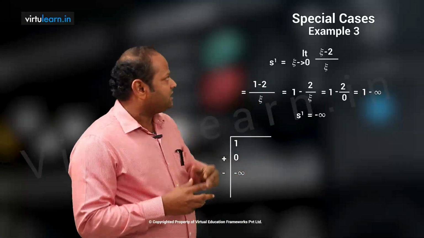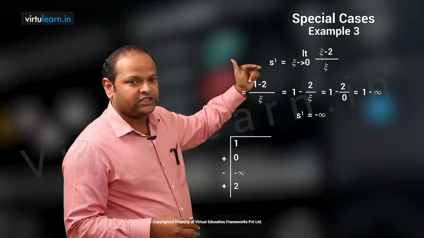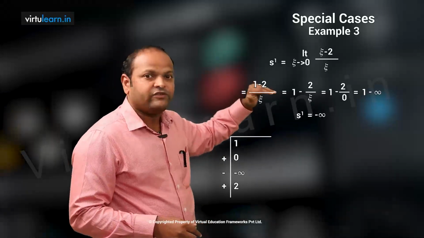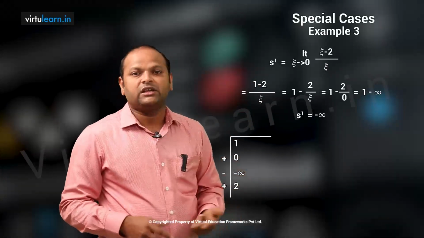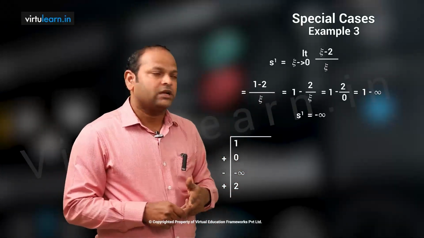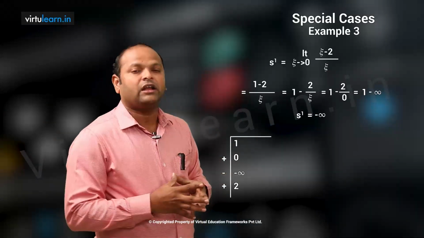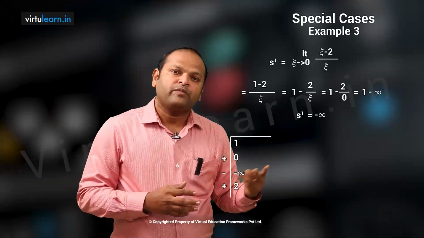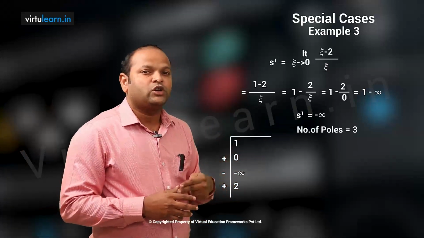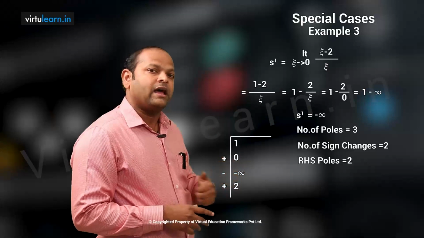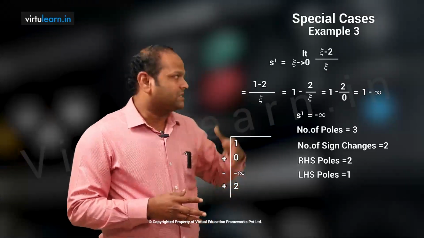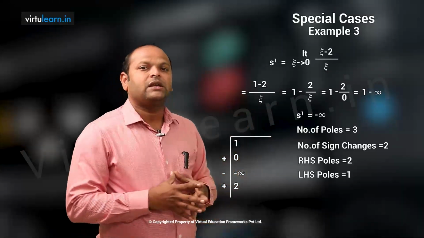Then what are the sign changes? 1 to plus 0 is no sign change, plus 0 to minus infinity there is one sign change, minus infinity to plus 2 is another sign change. Therefore, there are two sign changes. The highest degree is 3, so the total number of poles is 3, and two sign changes means 2 poles in the right of the S-plane and 1 pole in the left of the S-plane. As I said in the starting, the closed loop system is unstable.